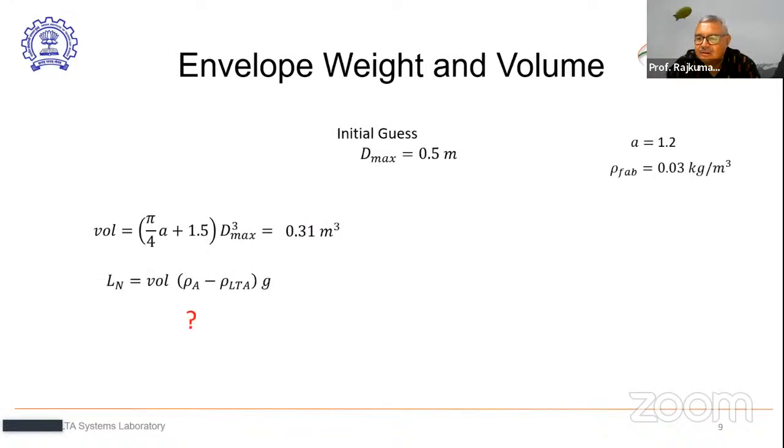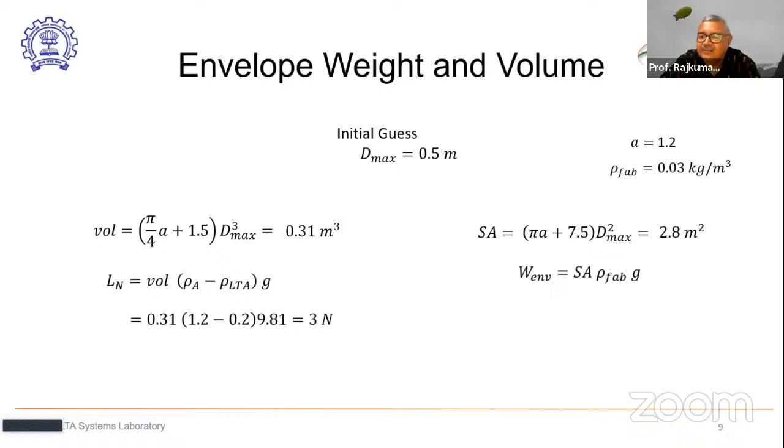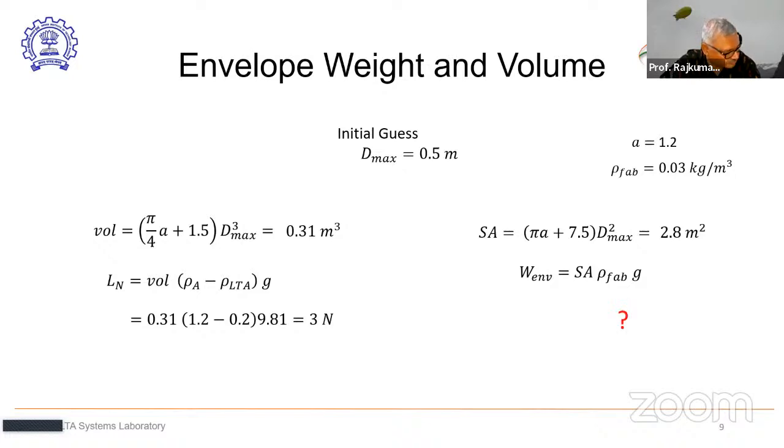Okay, so what is the surface area? Anybody has calculated? Yes, so people have answered 2.8, 2.82, and mostly 2.8. Okay, 2.8. Then the envelope weight will be equal to the surface area into the density into G. That means 2.8 into 0.03 into 9.81. Please tell me the value.